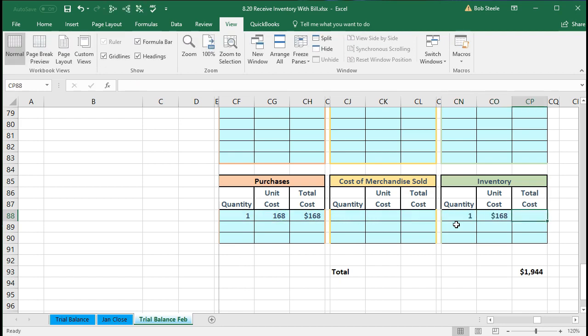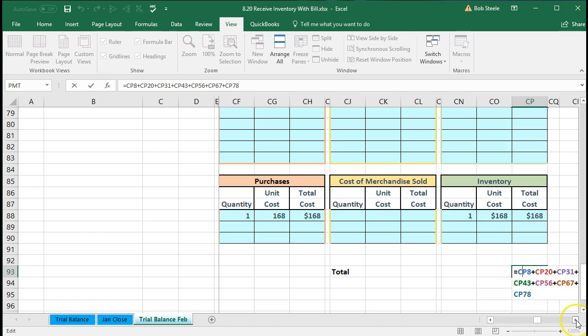And then I'll multiply that out one more time. Equals 1 times 168. Then remember, we need to update this last formula as well because it's a kind of a static formula that we have to update each time. It's not a fancy formula that's going to update. So it's a nice simple formula. So it's just adding up all the end cells here.